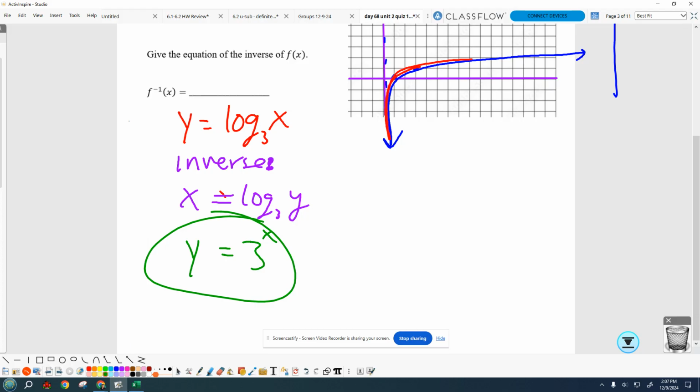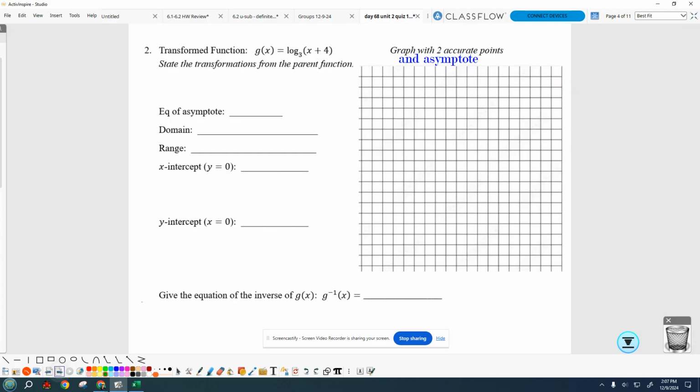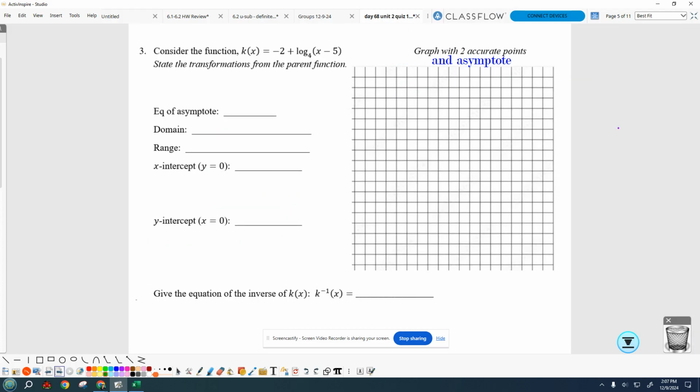All right, we're going to jump to the hard one next. Can we look at number 3 together? On the back of the front page, let's look at number 3 together. This first question, state the transformations. So Dora, how is that log function going to move given all those numbers?